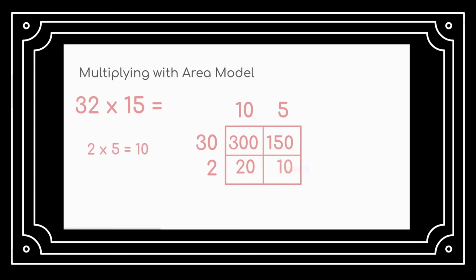Now that we've found all of the areas, let's add up the numbers inside the rectangle. 300 plus 150 plus 20 plus 10 equals 480. Therefore, 32 times 15 equals 480.